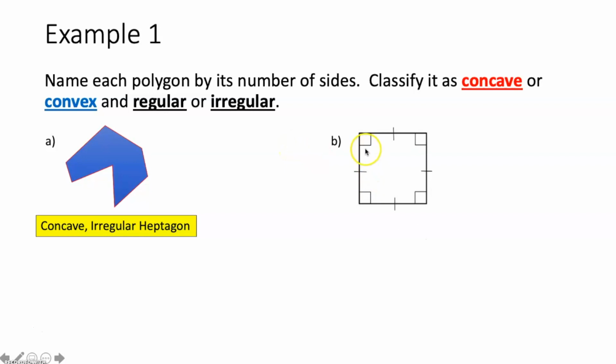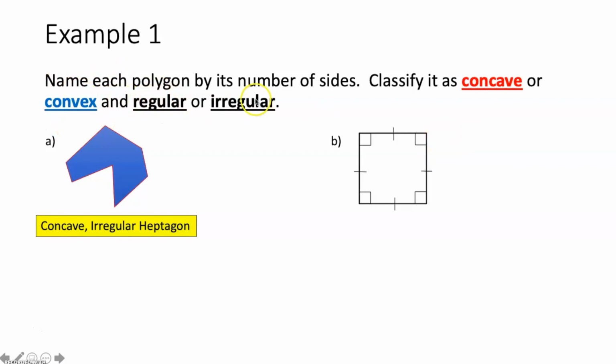Part B, we have this 4-sided figure right here. Since it has 4 sides, we already know it's going to be considered a quadrilateral. Next, is it concave or convex? Are there any reflex angles? Do any of the angles cave in? No. Because there's no reflex angles, all of the angles look like they are 90 degrees, which is less than 180. We know it is a convex polygon.